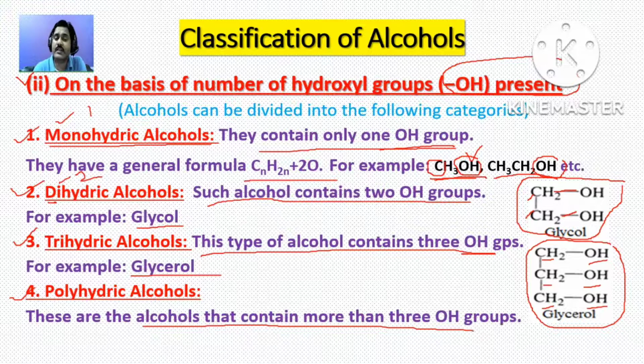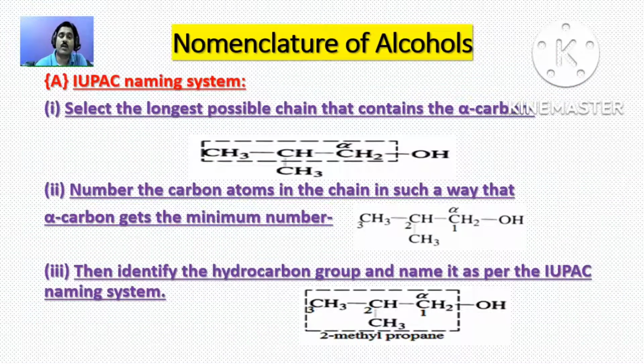So we classify alcohols on two bases. Number one, on the basis of the number of carbon atoms attached with the alpha carbon, and another on the basis of the number of hydroxyl groups, OH groups, present with carbon atoms. Those are the two types of classification of alcohols. Now we come to the nomenclature of alcohols. That is our third topic.